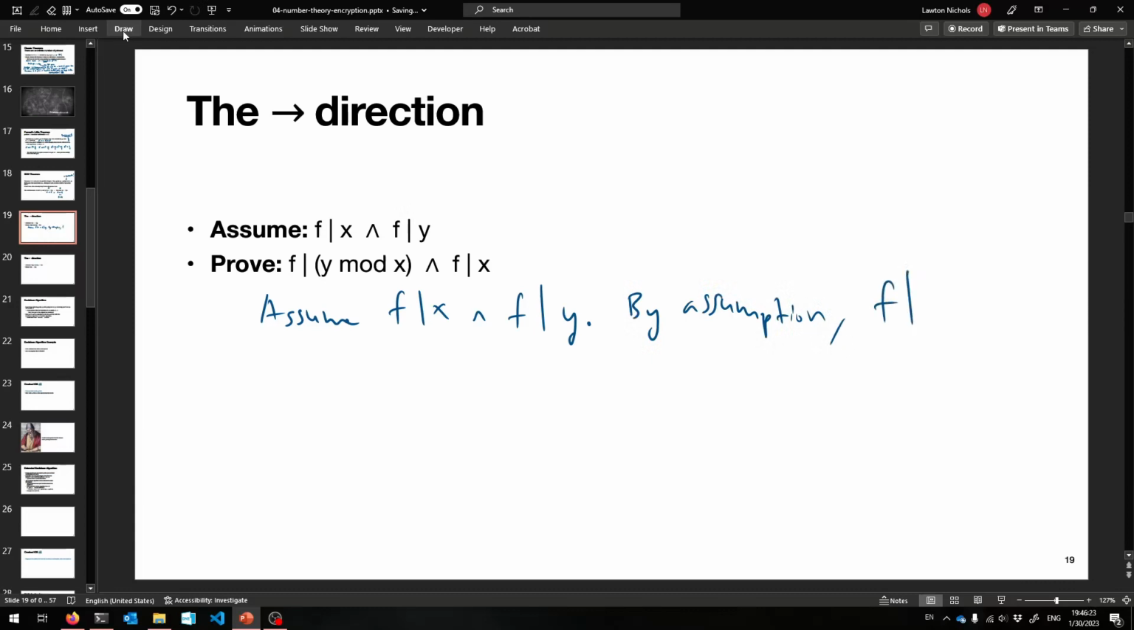F divides x. No work there. This one's going to take a bit more work. So, okay, F divides y mod x. What does this all mean?